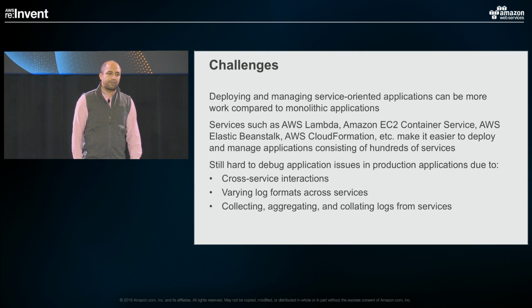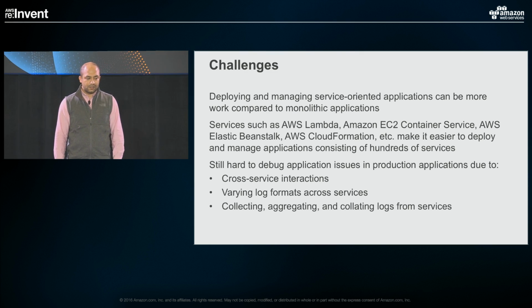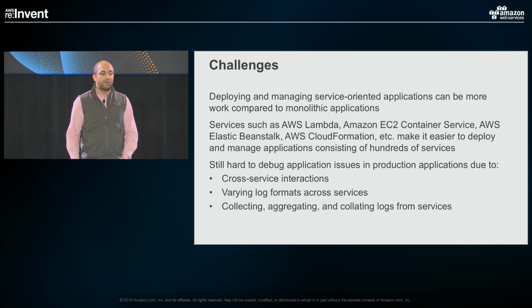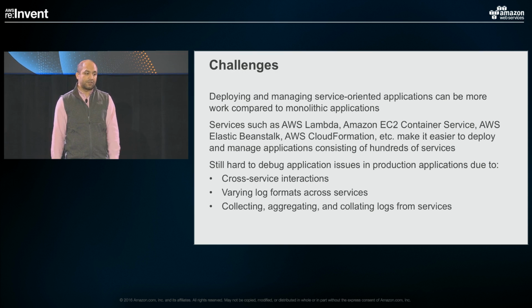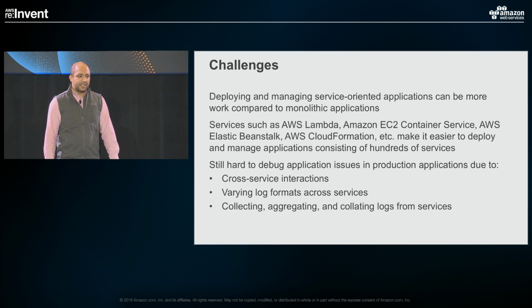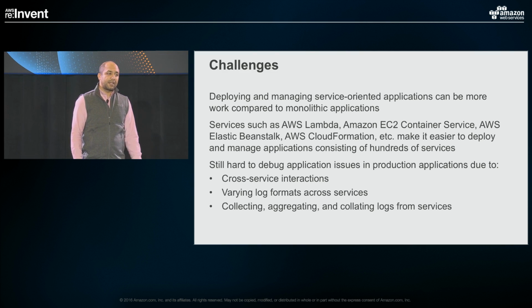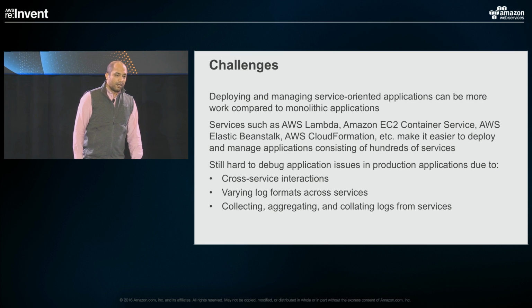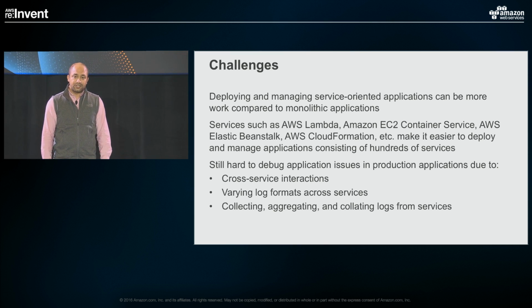So some of the challenges with microservices architecture, with serverless architectures, is that deploying and managing them can be more time-consuming or more work compared to monolithic applications. But that gives you a lot more agility, and there's a lot of benefits in moving towards microservices or serverless architectures. Services such as Lambda, the EC2 container service, Elastic Beanstalk, and CloudFormation make it very easy for you to manage hundreds of services or deploy applications that consist of hundreds of services. But it's still very hard to debug application issues, specifically in production applications.